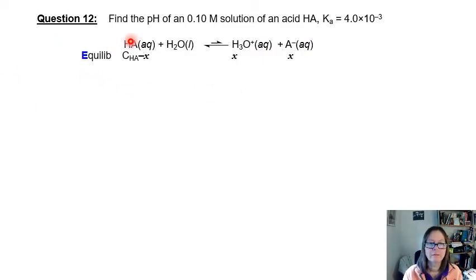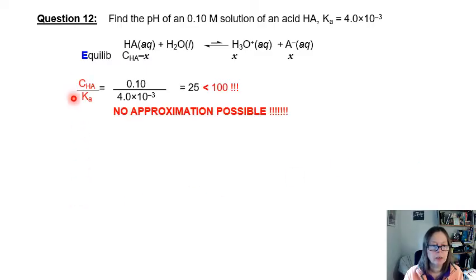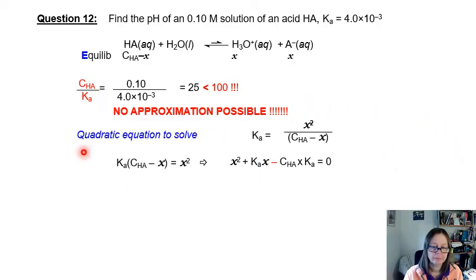All right, question 12. Find the pH of a 0.1 molar solution of an acid HA of Ka 4.0 10 to the negative 3. We have our equilibrium that is being established. Let's find out if we can make the approximation. CHA over Ka is 0.1 divided by 4.0 10 to the negative 3. It's 25. It's less than 100. Which means that we cannot make the approximation. We have to solve the quadratic equation.